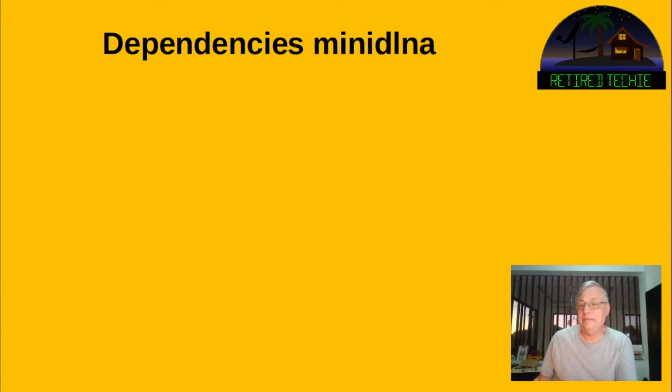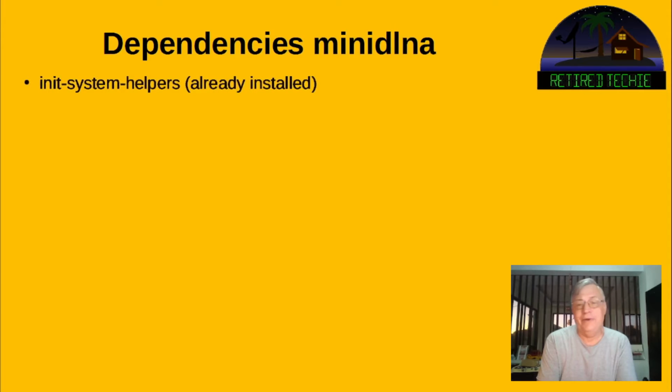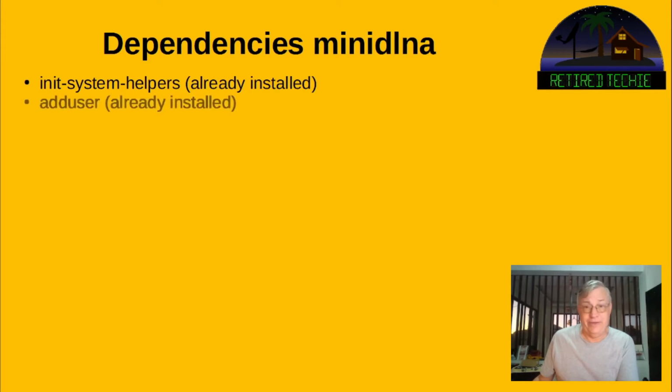Okay, let's take a look at the dependencies. And there are a few. Init system helpers, if you're running a Debian system, this is part of the init system, it's already installed. So one down. Adduser, again, you're running a Debian system, this one's already installed. I'm not sure about Arch, I'd have to check on that. And those are the two systems I tend to work with the most. But yeah, it's already installed. Could be adduser. There's also another program called useradd, which is probably installed there.